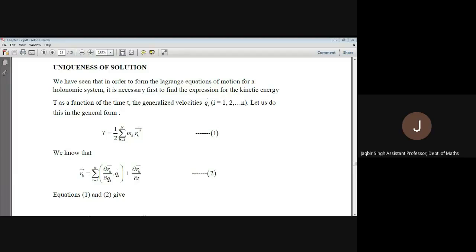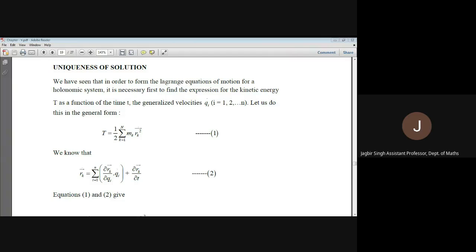In the previous lecture we discussed the Lagrange equation of second kind. Today we are going to discuss some more results that will help us in finding more expressions of various equations to obtain the motion. In the sequence, the first one is termed the uniqueness of solution.